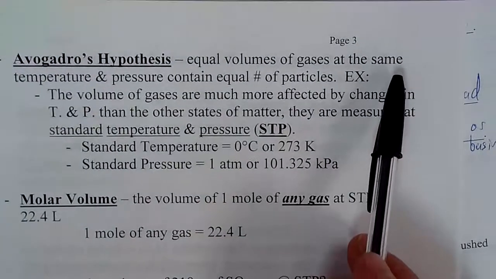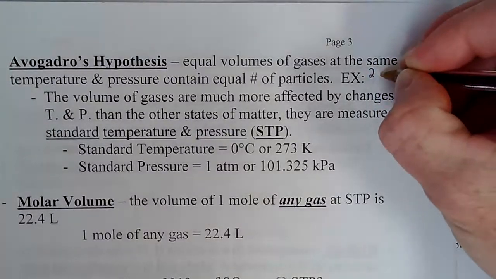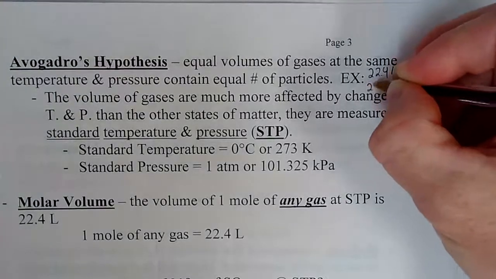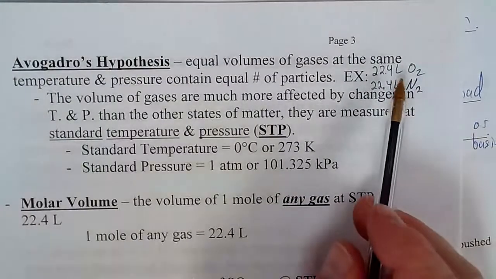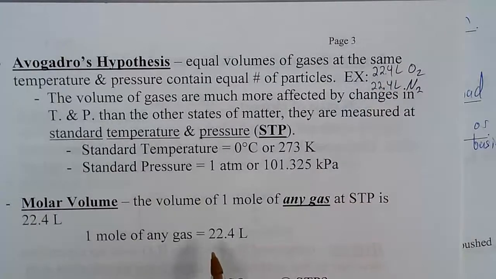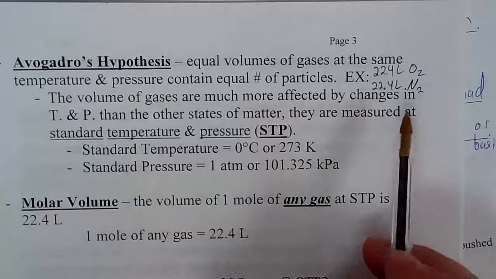Let's say that you had 22.4 liters of oxygen, and you had 22.4 liters of nitrogen. Those would contain the same number of particles. In fact, how many particles would that contain? If we say 1 mole, Avogadro's number, that's right. So 6.02 times 10 to the 23rd particles of the gas.